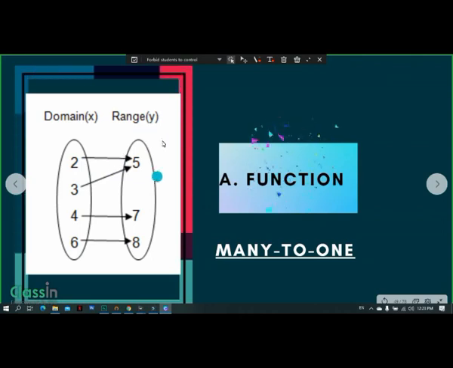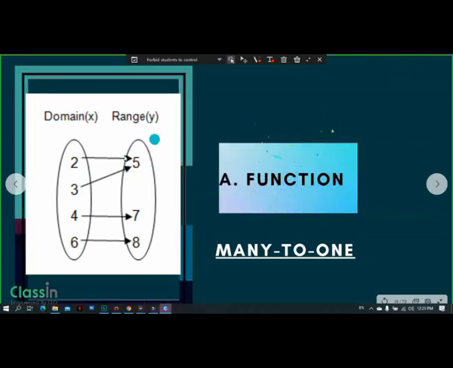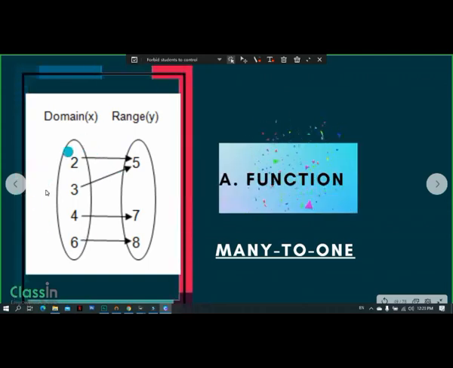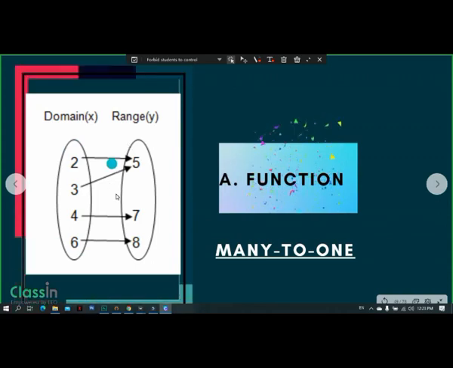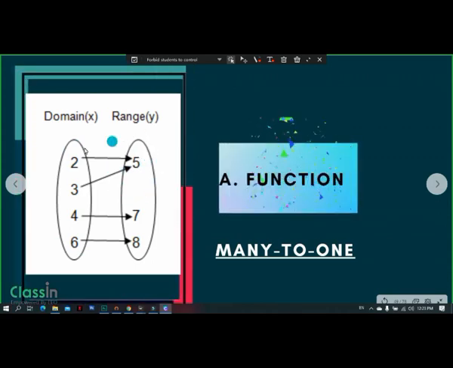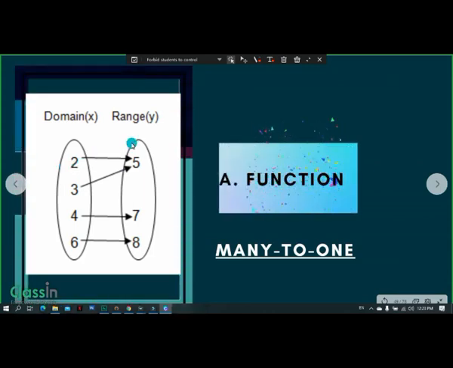Well, yung y, pwede kasi siyang maulit. Pwede siyang maulit. Pero yung x lang po yung hindi pwedeng maulit. Okay? Buti pa si y, pwedeng maraming value ng x. Si x, hindi siya pwedeng maraming value ng y.